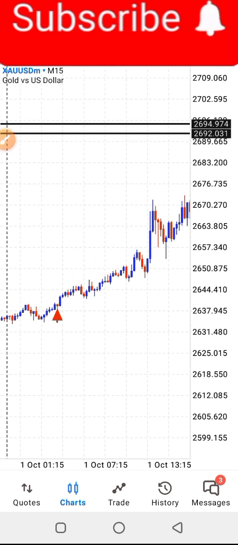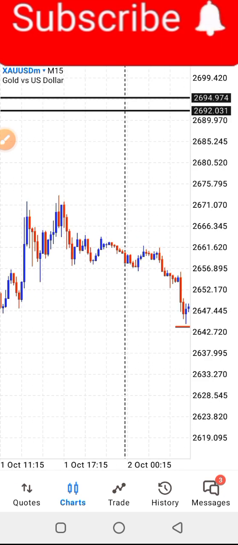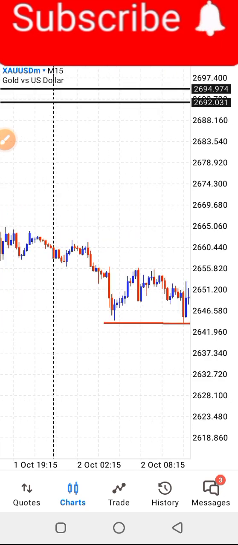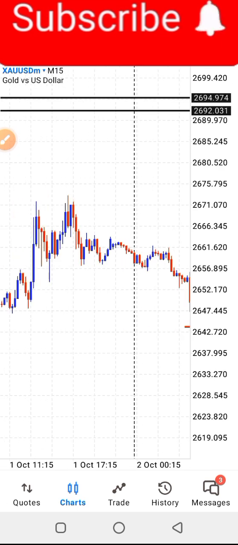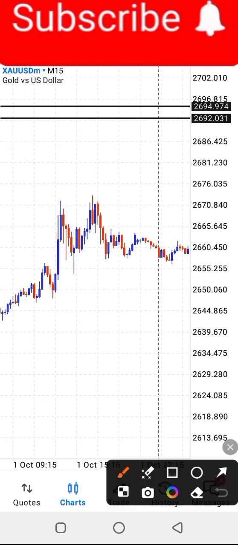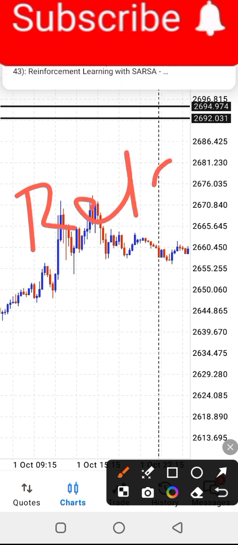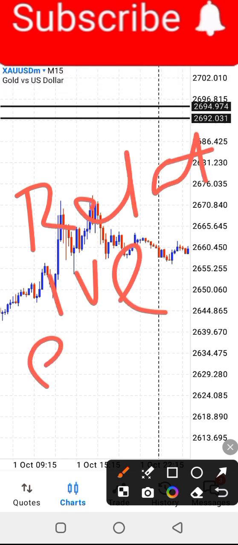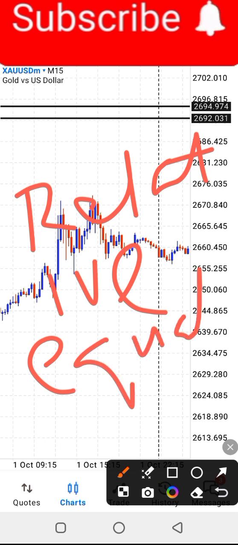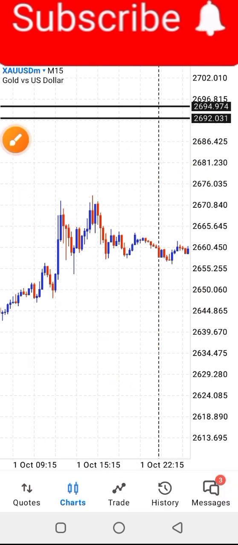So what am I talking about? This has to do with liquidity levels. And as you already know, liquidity always rests above relative equal highs. So when you have relative equal highs and relative equal lows, liquidity always rests above that.